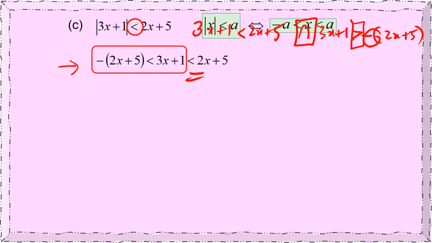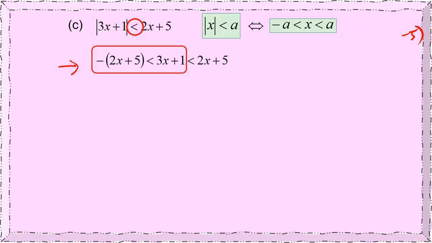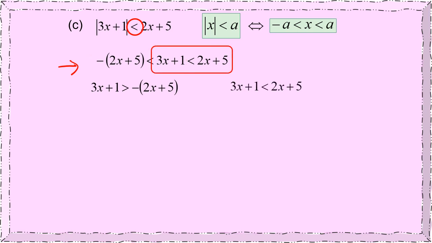You can do that. Okay, it's not incorrect. It's true, but you need to do more steps. If you directly use the definition, you will get the same thing. So here you will get 3x plus 1 is more than negative 2x plus 5, intersect with 3x plus 1 is less than 2x plus 5. And then solve for one inequality and another inequality.